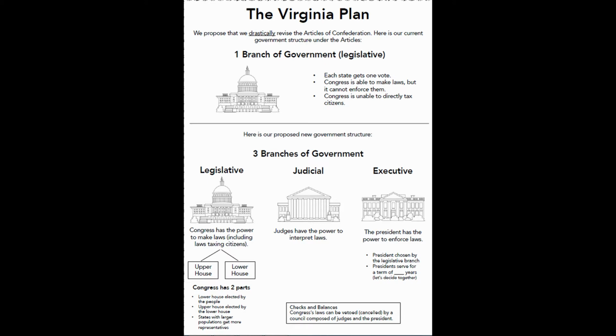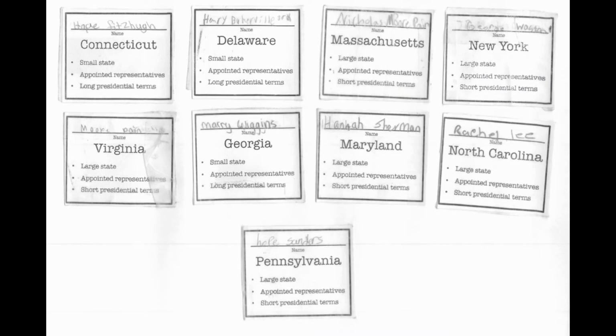In the judicial side, judges have the power to interpret laws, and just like we talked about the last time we were together, that means they read the Constitution and they find out whether a law fits the Constitution or not. And then you have the executive branch. The president has the power to enforce laws. The president is chosen by the legislative branch, and presidents serve for a term, and if I remember correctly, we decided 81 years, which I thought is crazy, but we're going to go with that because that's what we chose.